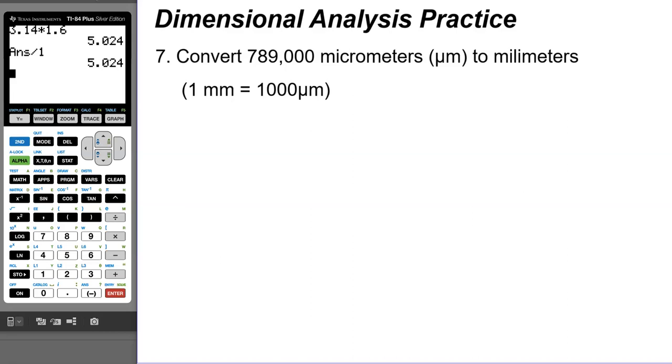Number 7. Convert 789,000 micrometers, and it tells us that the abbreviation for micrometers is the Greek letter mu and then m for meters, so micrometers. And I'll label that for you. This is the Greek letter mu, which we might have talked about before. But that stands for micro, and then the lowercase m stands for meters, just like you're used to. Micrometers, we're converting to millimeters, which the abbreviation for millimeters is just mm.